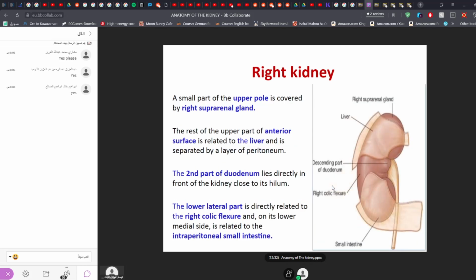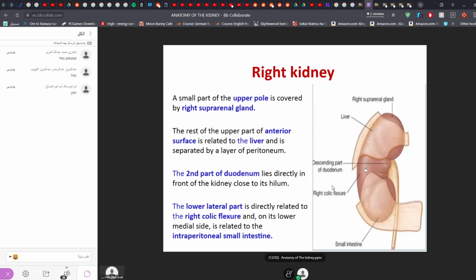Now see the right kidney. Anteriorly in the upper part we have the right suprarenal gland. Then we have a big portion related to the liver, and the liver peritoneum is completely covering except its bare area, but the reflection from the kidney goes to the liver. Then the hilum area, or the medial border, is related to the descending part of the duodenum, or you can say the second part of the duodenum is related to it.